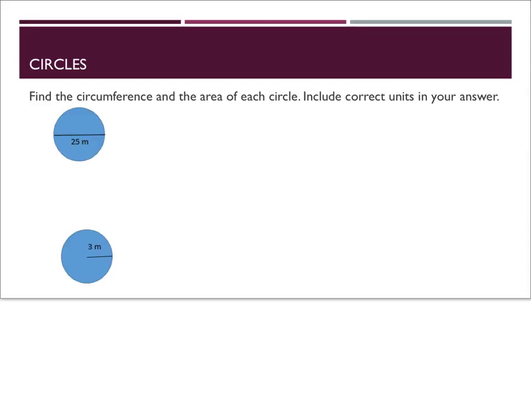So I have two circles. I want to find the circumference and the area of each. To find the circumference of the first circle, I am given the diameter. The diameter goes all the way across the circle. So the easiest formula to use to find the circumference is pi times d. Pi, we want to use the value 3.14, and the diameter is 25. 25 times 3.14 gives us an answer of 78.5. And my unit is meters.